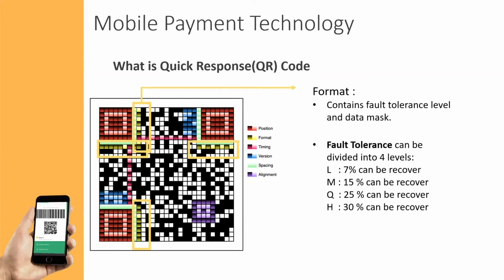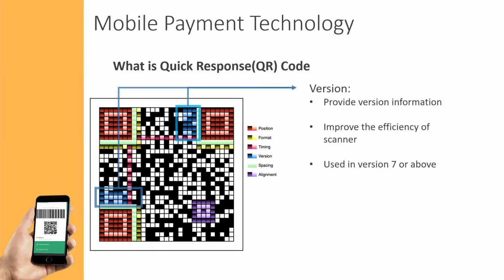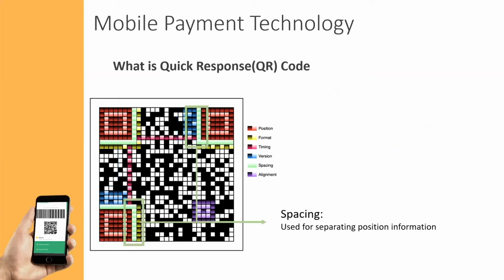And the yellow one contains the fault tolerance level and data mask. And we will see there are also some blue ones. The blue rectangles contain the version information for the QR code, which improves the efficiency of a scanner. And the last one is the green one, which is used for separating position information. And another rectangle in the QR code actually contains the data in the QR code.